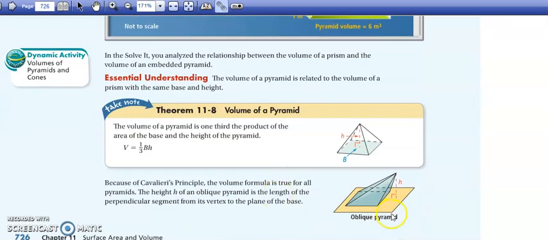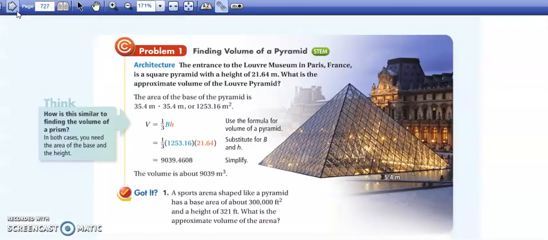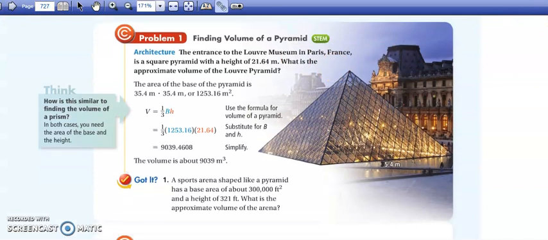It is an oblique pyramid. Again, it is the height that we will use. Now, the exercise that I will solve.